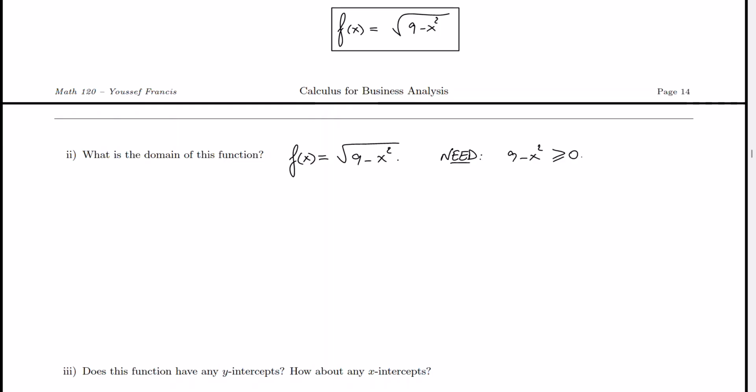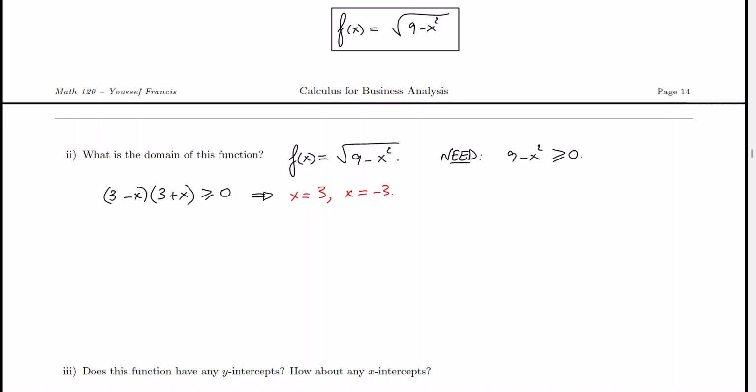I'm going to factor the 9 minus x squared, and I'm going to rewrite it as 3 minus x times 3 plus x. So I need it still to be greater than or equal to 0. So first of all, to solve this type of problem, I need to find the roots of the polynomial 3 minus x times 3 plus x. So the roots in this case, I hope you can clearly see that they are 3 and -3.